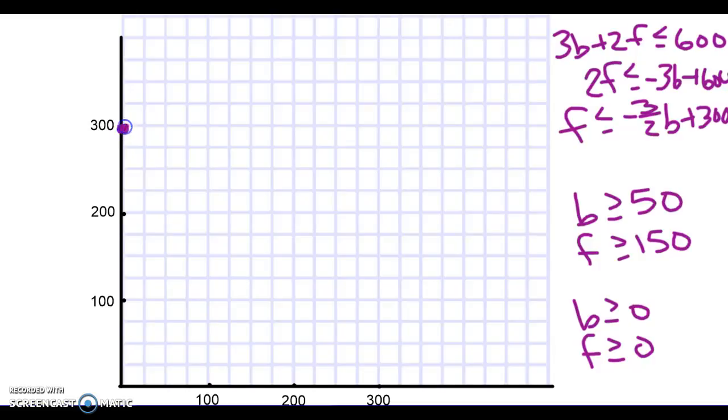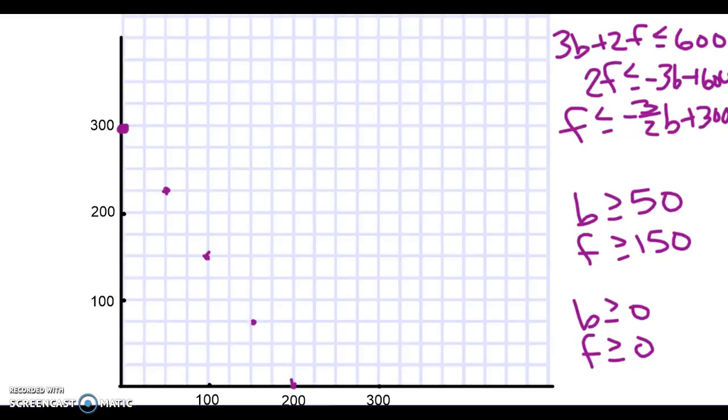There's your 300. That's your y-intercept. I'm going to count negative 3/2 for my slope. So you're just going to go down 3 and over 2. You can do the same ratio. Down 3 and over 2, down 3 and over 2. There we go.